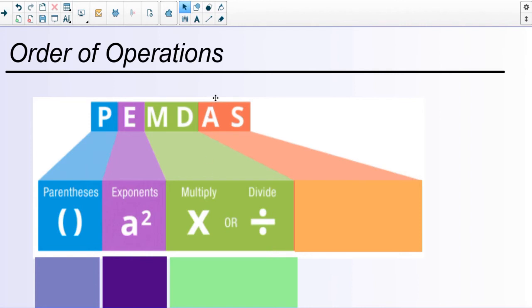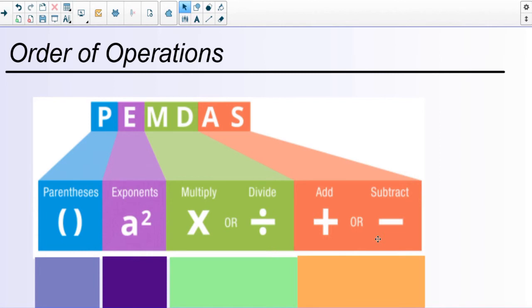And the last two letters, A and S, stand for add or subtract. Just like with multiply and divide, these are really both the same operation. They're just inverses of each other again. So that means whichever you see first, you want to operate that first. I might see a subtraction sign before I see an addition sign if I'm reading that problem left to right. So I might sometimes subtract before I add. It just depends on where it's at in the expression.